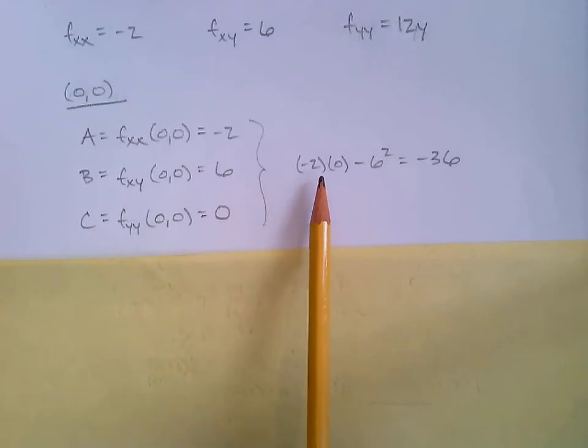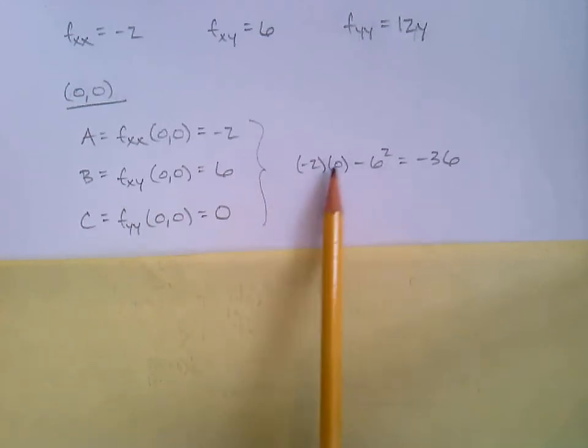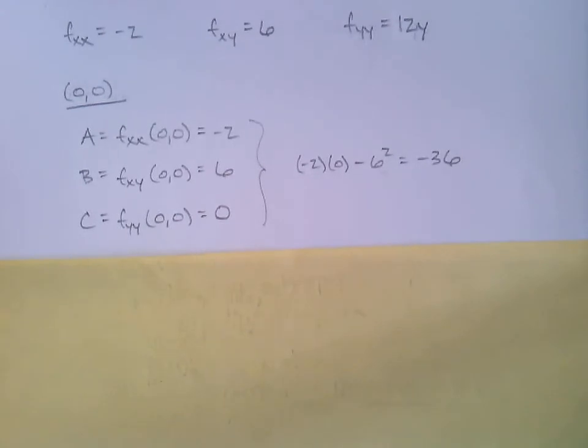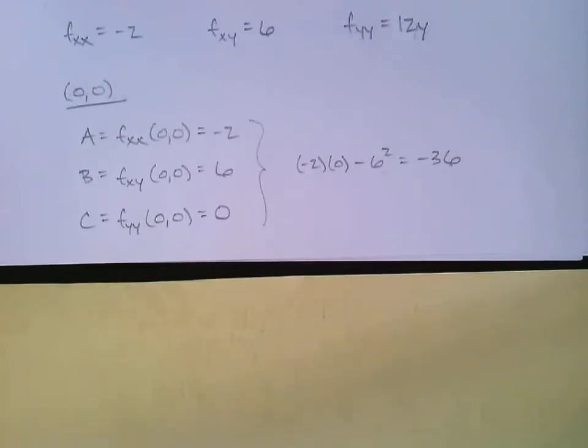Okay, so AC minus B squared, that gives us -36. What does that mean? Oh, looks like I'm at the bottom of this page. If AC minus B squared is negative, well, you guys know that gives us the saddle point. We know there is a saddle point at the origin. Well, actually we don't know it's the origin, but it's at 0, 0. We don't know what the z value is. We haven't done it yet, I should say. Okay, so saddle point at 0, 0.